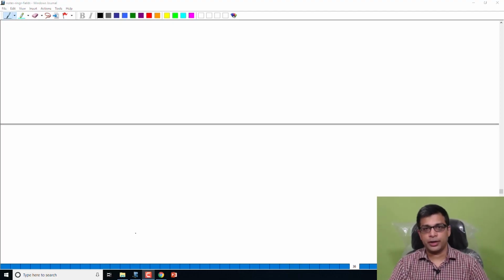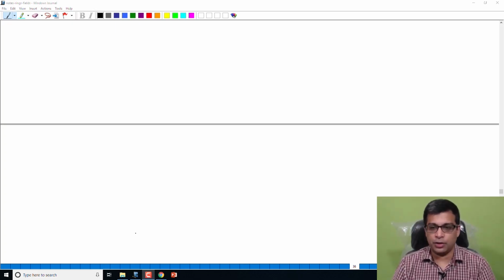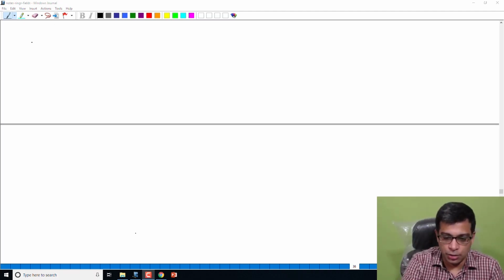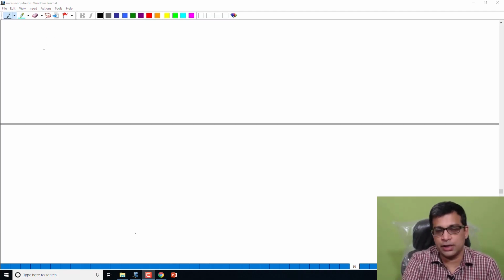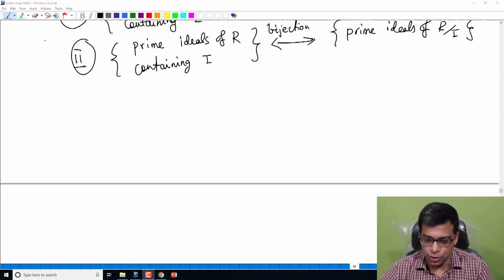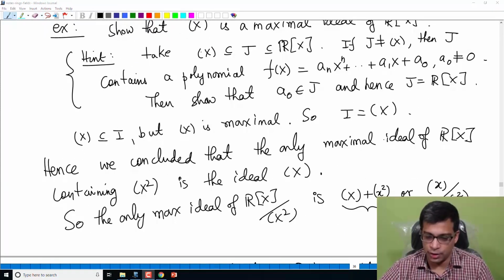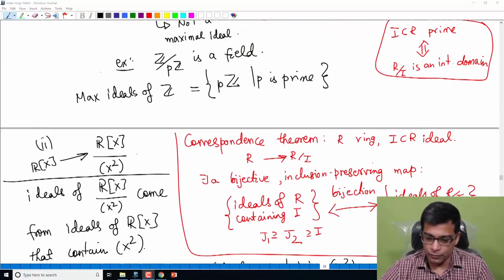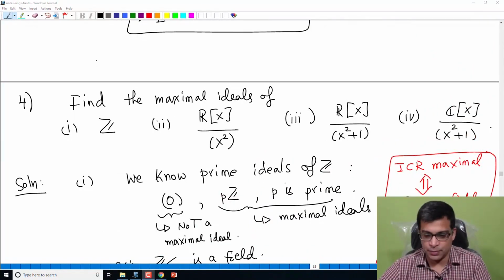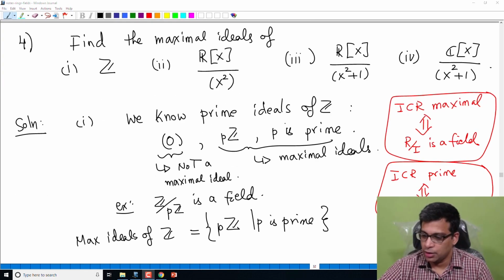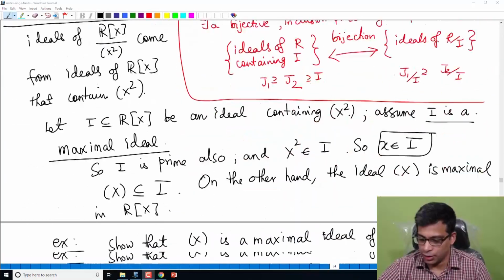In this video, we are going to continue doing problems that we started in the last video. So if you recall, in the previous video, I wanted to compute the maximal ideals of certain rings. So I'll show you the problem that we were doing, and we did half of it. The question was to find the maximal ideals of these four rings, Z and R[x] mod x squared. We did the first two, so let's do now the remaining two here.